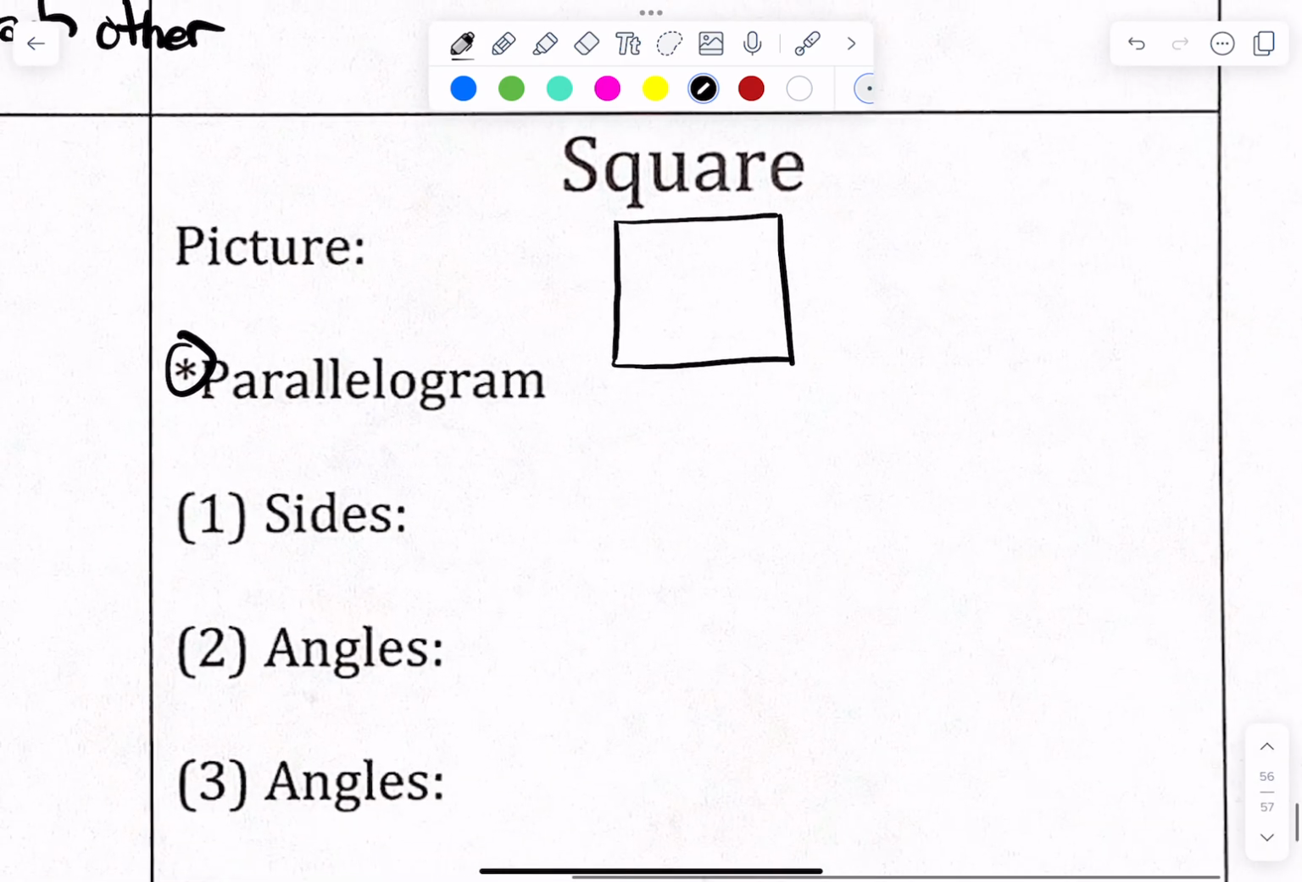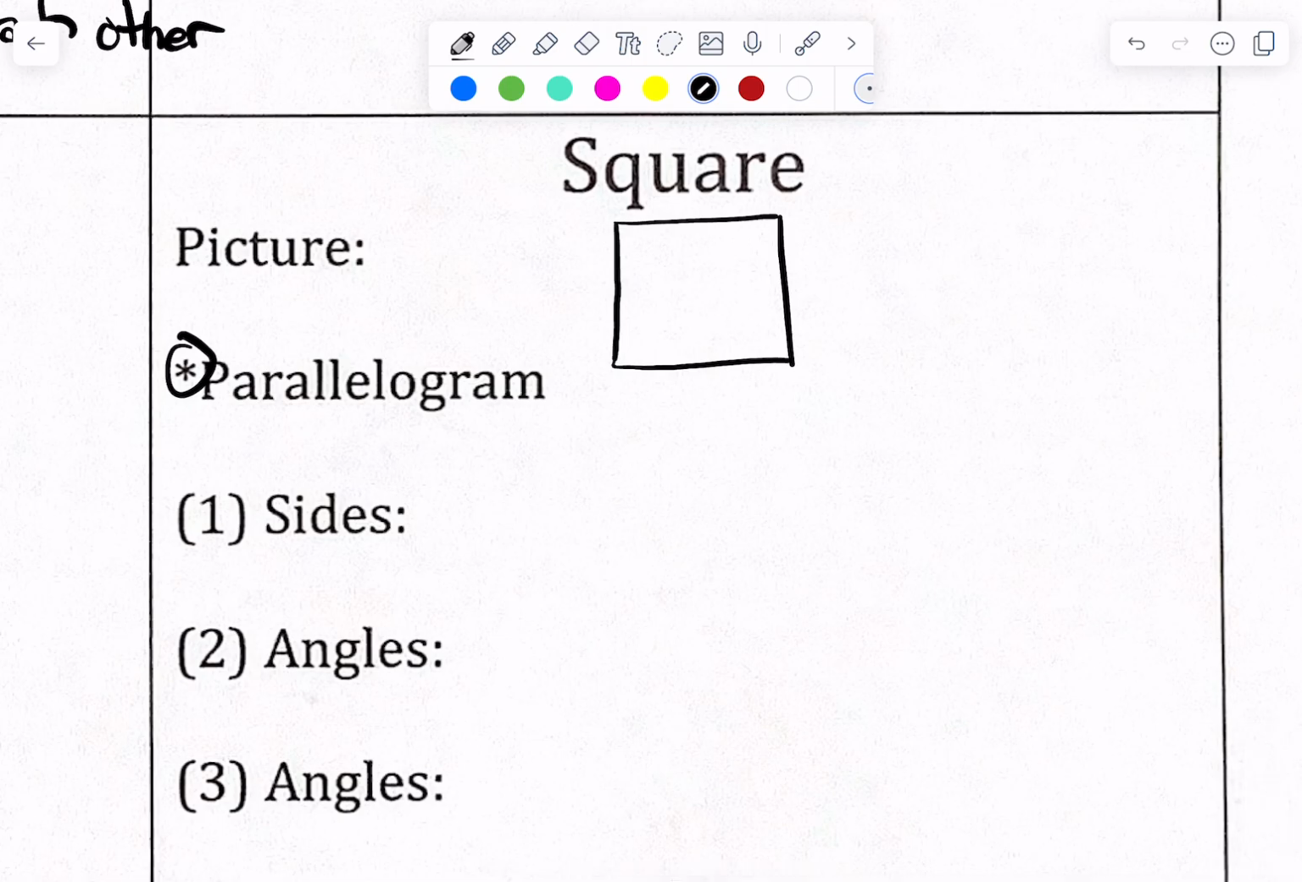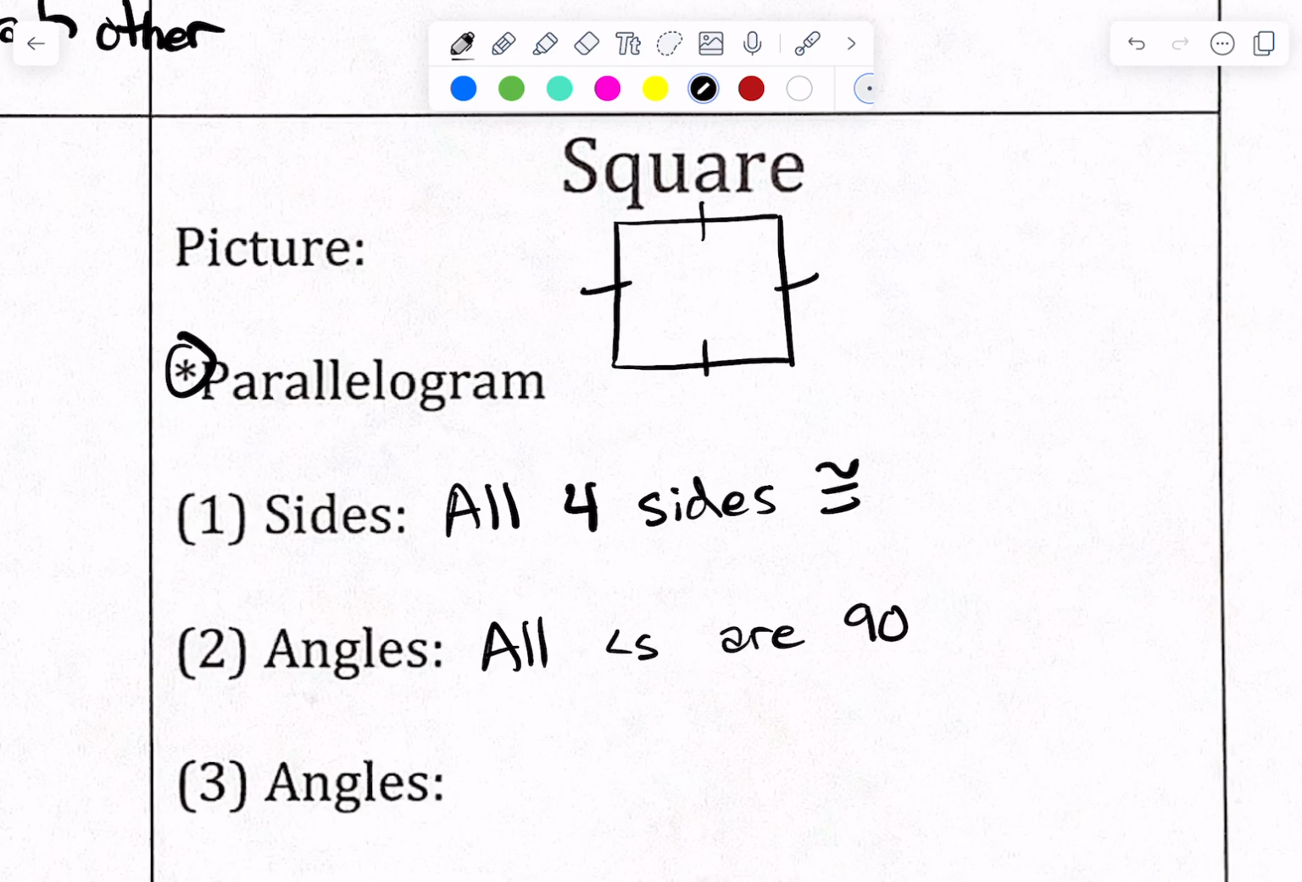Great. In a square, what else is true about the sides of a square? That's not true in a parallelogram. Always. All four sides are congruent in a square. 1, 2, 3, 4. Okay? What's true about the angles of a square? All equal. 90 degrees. All angles are 90 degrees.